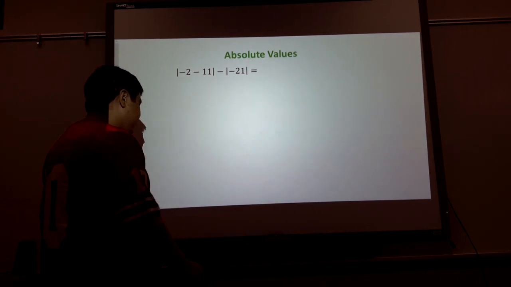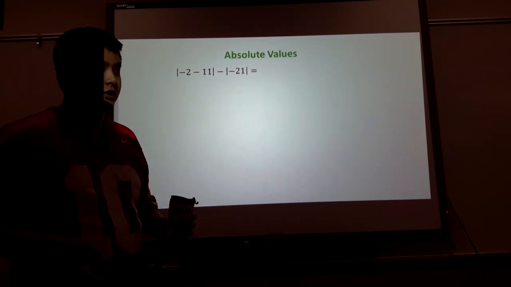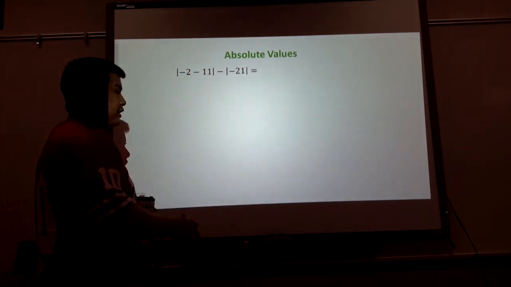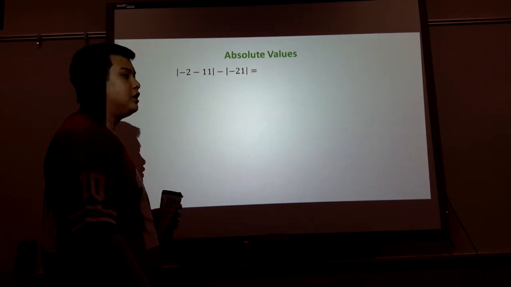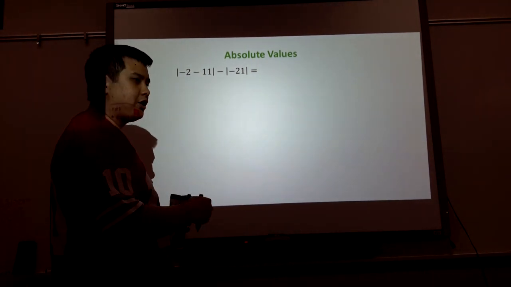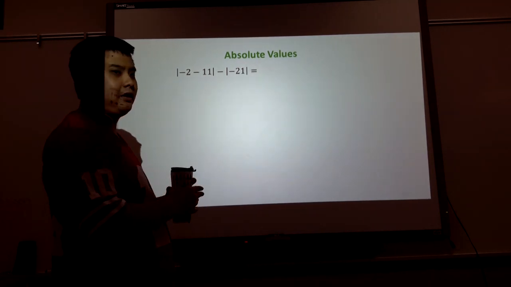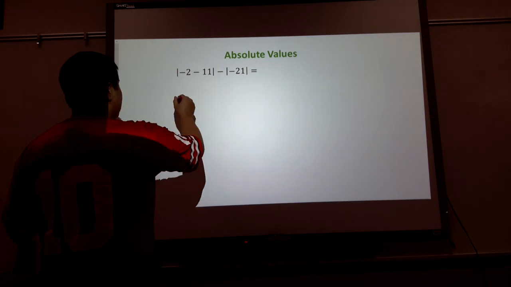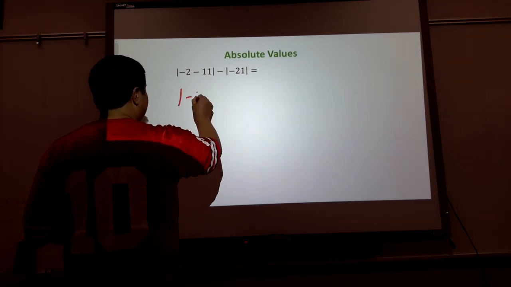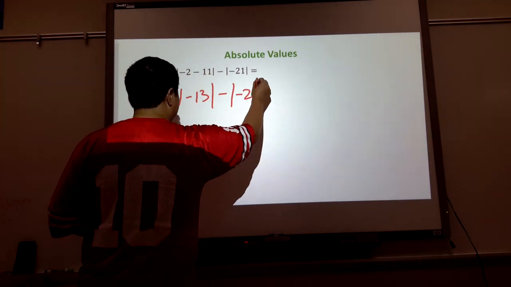So let's take a look at this. We're going to solve the first absolute values first, and whatever is inside the absolute value is what happens first. So we start at -2. We are now subtracting 11, so we are taking away value, which means we're going to go to the left. As we go left 11 steps, we get the absolute value of -13 minus the absolute value of -21.